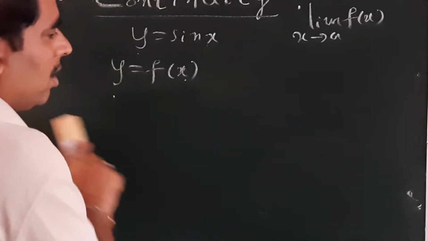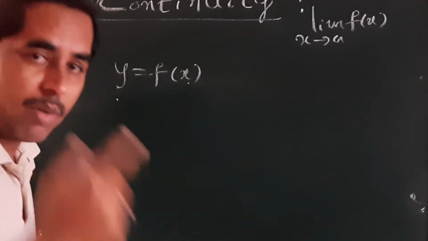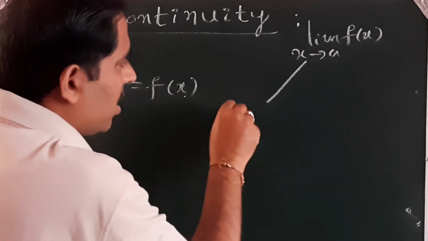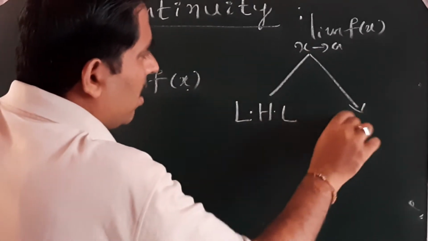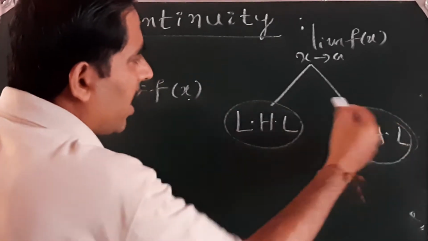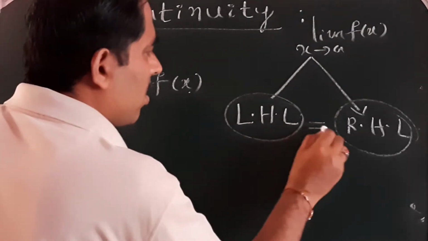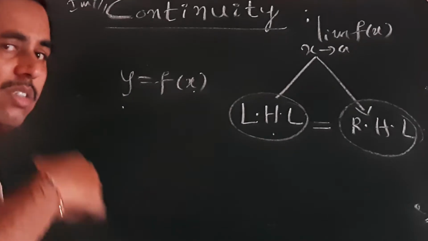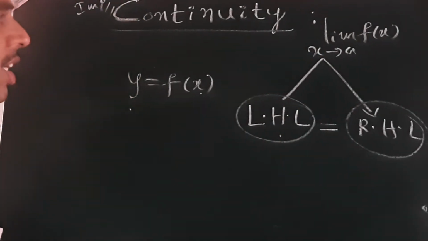Okay, so limit of the function means, we should recall as we learned in our earlier classes. Here, limit of the function means left hand limit and right hand limit. So you must recall these two. Left hand limit and right hand limit should exist and both should be equal. Then we write that as limit of the function as x tends to a.